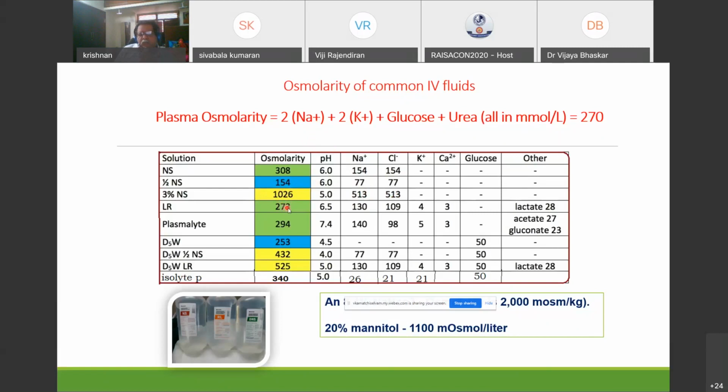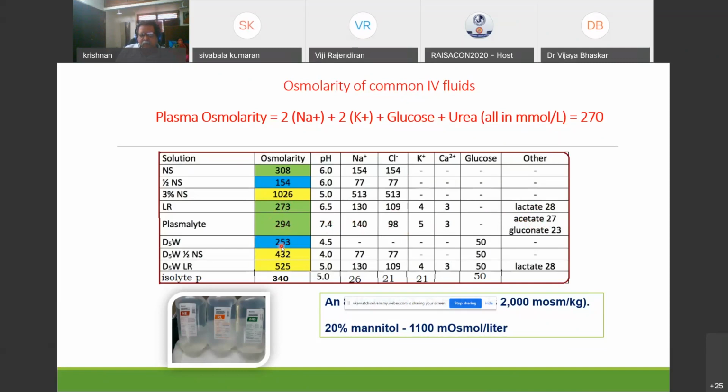Ringer lactate is the most common fluid that we use. If you see, the sodium is 130, chloride is 109, and it doesn't have any glucose. So you get an osmolarity of 273, which is almost close to your serum osmolarity. A newer fluid which is available is Plasmalyte, which is almost close to our plasma, and it contains acetate, not lactate. So it is better in patients with anaerobic metabolism or in shock. Its pH is also very close to our normal pH, and it has an osmolarity of 294.